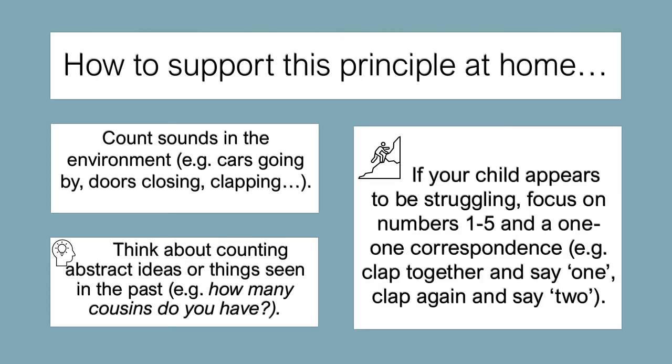If your child does appear to be struggling, remember you can always focus on smaller numbers, so the numbers 1 to 5, and really think about embedding that one-to-one correspondence. So clapping together, counting together, you clap and say 1, you clap and say 2. Even if your child is finding it difficult to join in, that modelling and that scaffolding will allow them to begin to develop this abstraction principle.